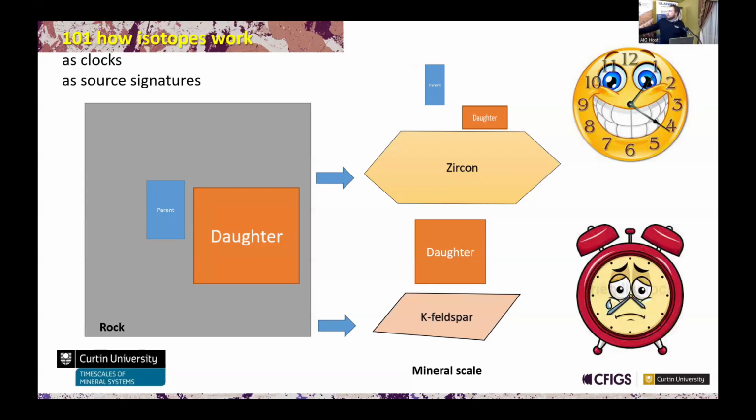But what happens with something like feldspar? Feldspar in the uranium-lead system hates uranium, but it loves lead. So it will capture a lead signature. That lead signature won't change over time, but it is really useful because it becomes a signature or fingerprint of the source fluid that feldspar grew from. So this mineral is great as a clock, useless as a source fluid tracer. This mineral in the uranium-lead system is useless as a clock, but really good as a source fluid tracer.